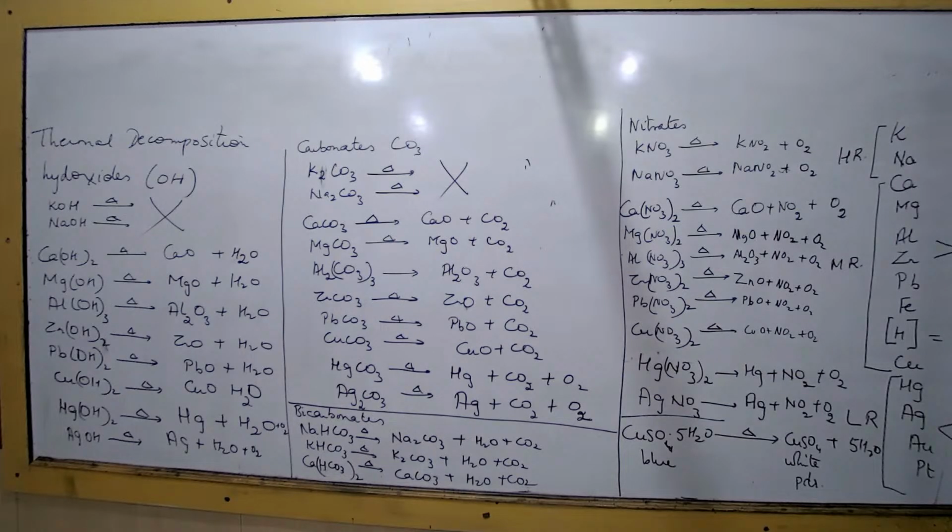And what happens to lead oxide? Lead carbonate when heated turns yellow, and when you cool it, it will still remain yellow. And what are the products given? The products are given as lead oxide plus carbon dioxide. Yeah. Okay.